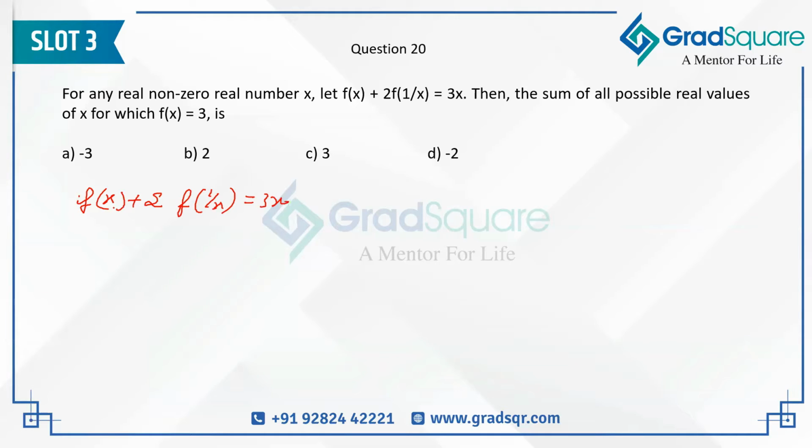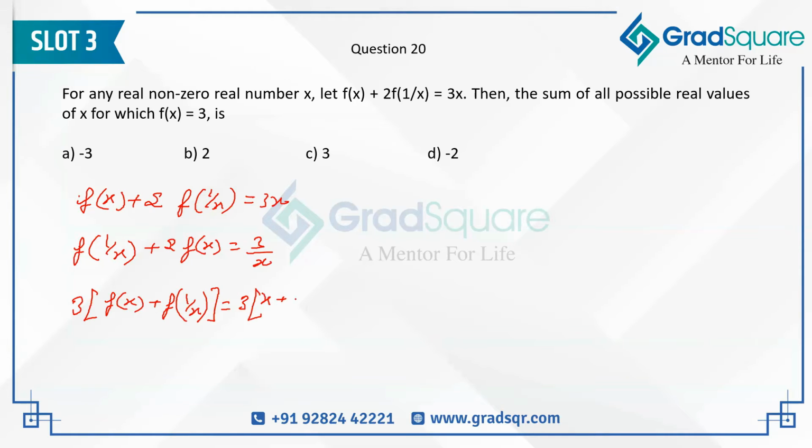We can look at this and say, instead of x, if I put 1 by x, I will get one more equation. If I put 1 by x over here, what will I get? I'll say 2 times f of x plus f of 1 by x is equal to 3 by x. Instead of x, I've put 1 by x. I can do that, right? Now, if I add the two equations, what am I going to get? You will get 3f of x and 3 times f of 1 by x. So you are overall going to get 3 times f of x plus f of 1 by x, which is equal to the sum on this side, which is 3 times x plus 1 by x. So 3 will get cancelled out.